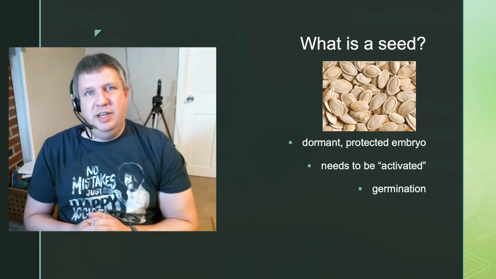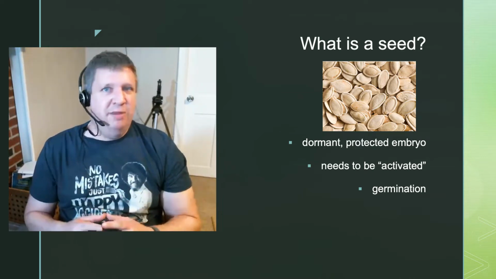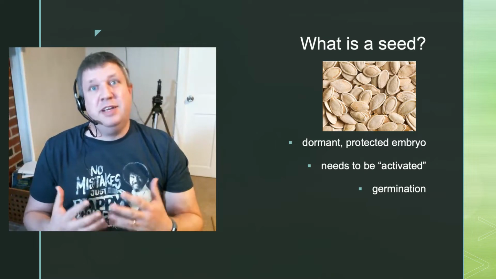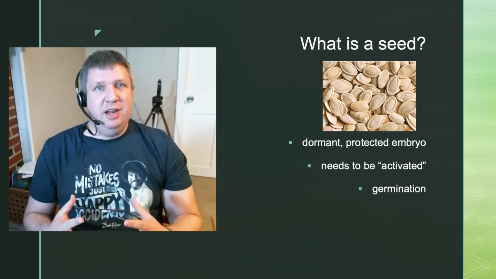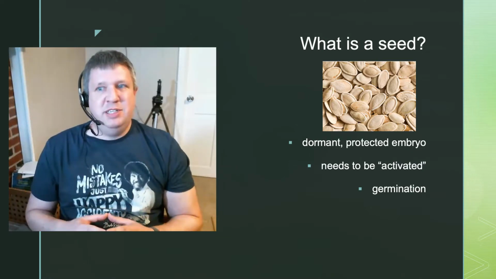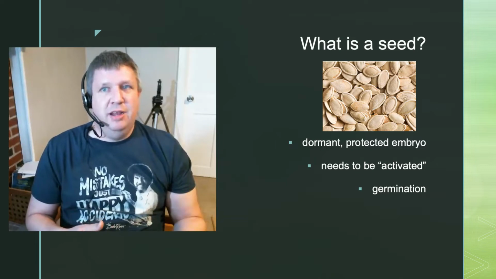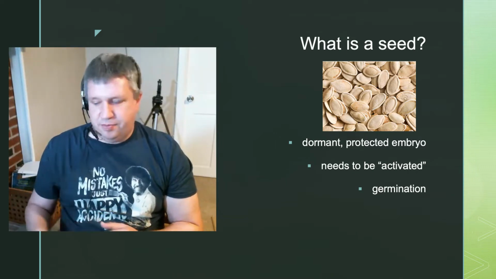In order for the seed to begin growing into a plant, it needs to be activated. Specific steps need to happen in order for that seed to recognize that, hey, it's time for me to begin growing. The process of a seed going from its dormant state to an actively growing seed is called germination.